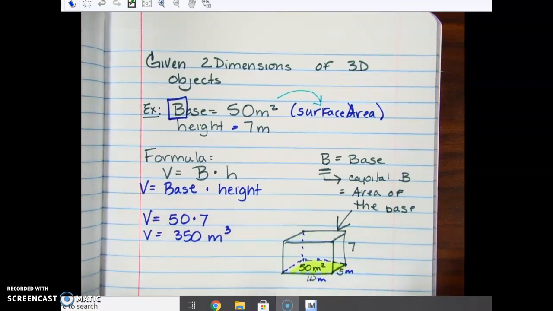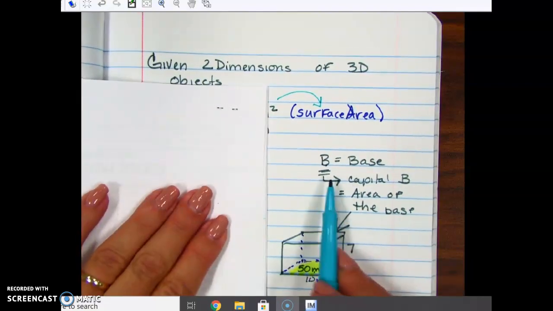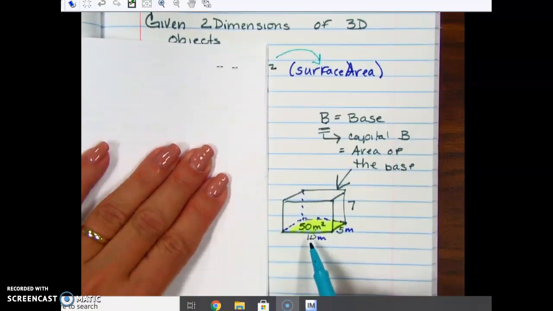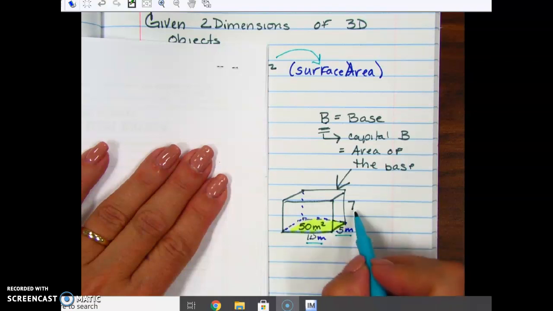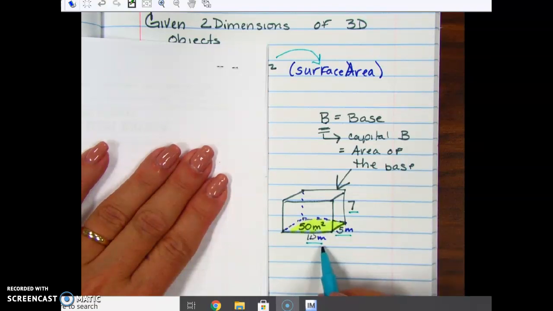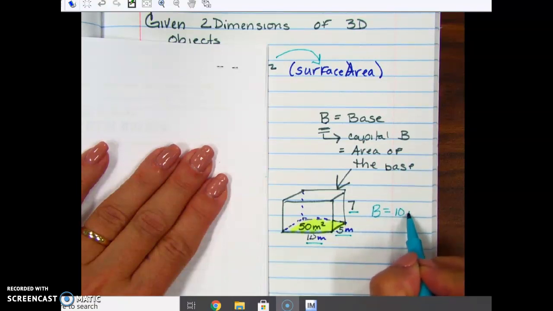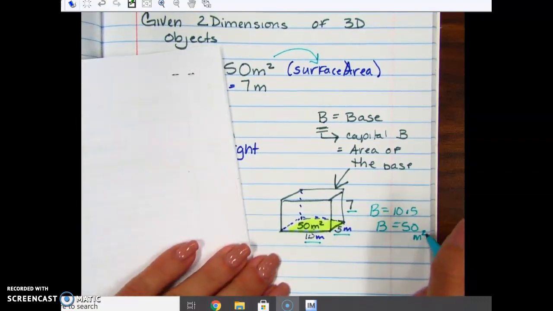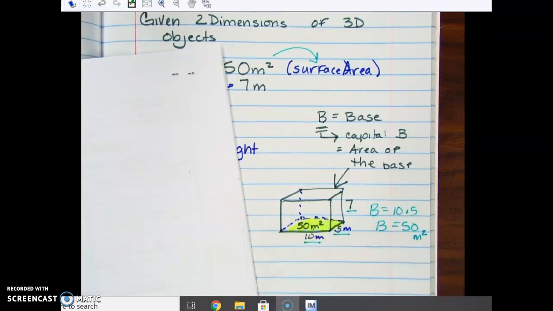Well, what do I mean by that? Let me come over here. Let me just show this. So the base with the capital B is the area of the base right here. So that highlighted area. And our earlier figure, we had a length of 10, a width of 5, and a height of 7. So to find the big B base, we take 10 times 5, which the big B is 50. And that means it's meters squared because it's an area of that highlighted area.